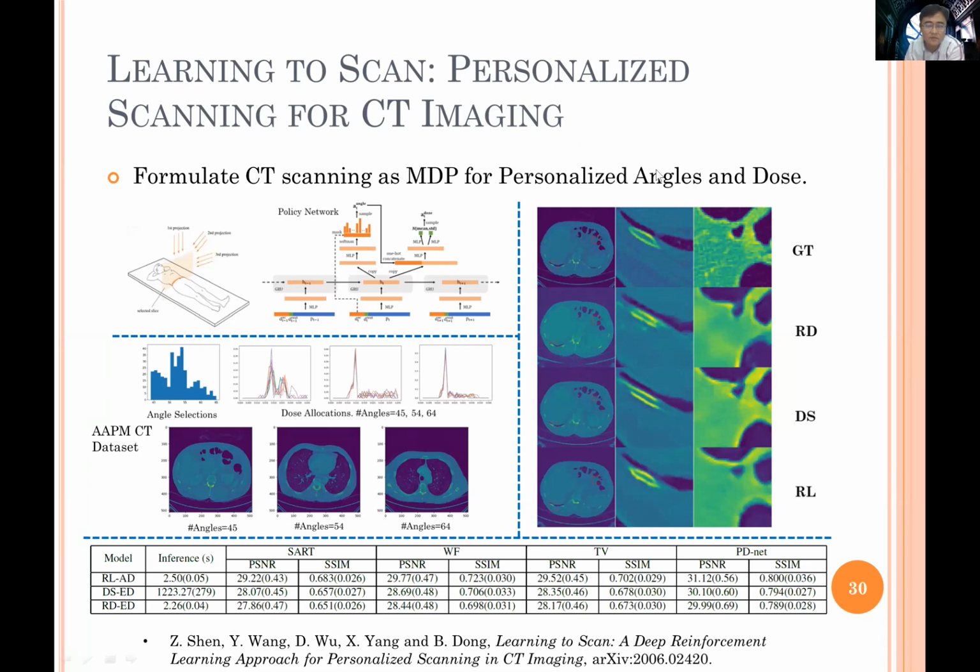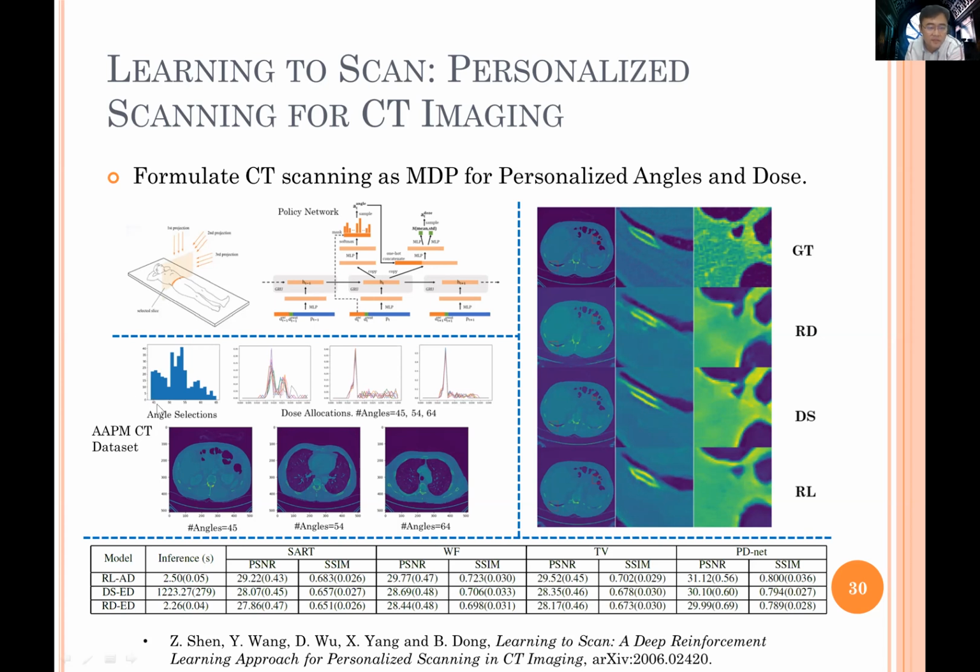So this is actually a combinatoric optimization problem for selecting angles, and the dose is a continuum variable. They are coupled together, and we use reinforcement learning to do that. If you compare with random angle selection with equal dose, and dynamic sampling, and also reinforcement learning, you can see a clear advantage of the sampling strategy using reinforcement learning.